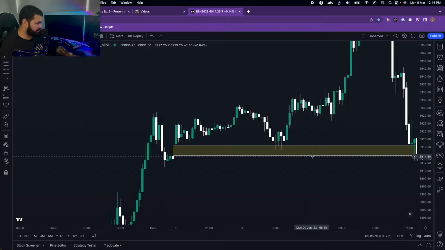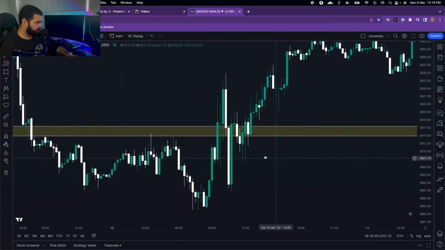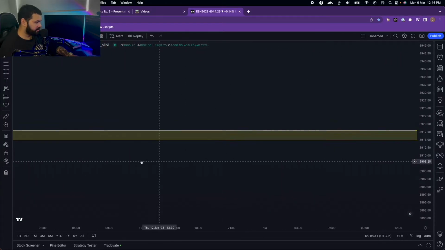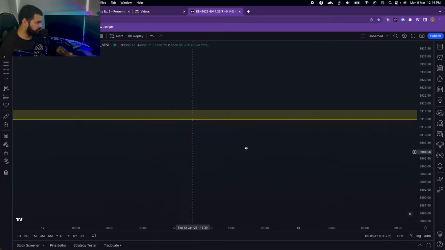When you do mark out the new week opening gap, you want to have it expanded from Sunday all the way through to Friday. Sunday to Friday for the whole week, okay?